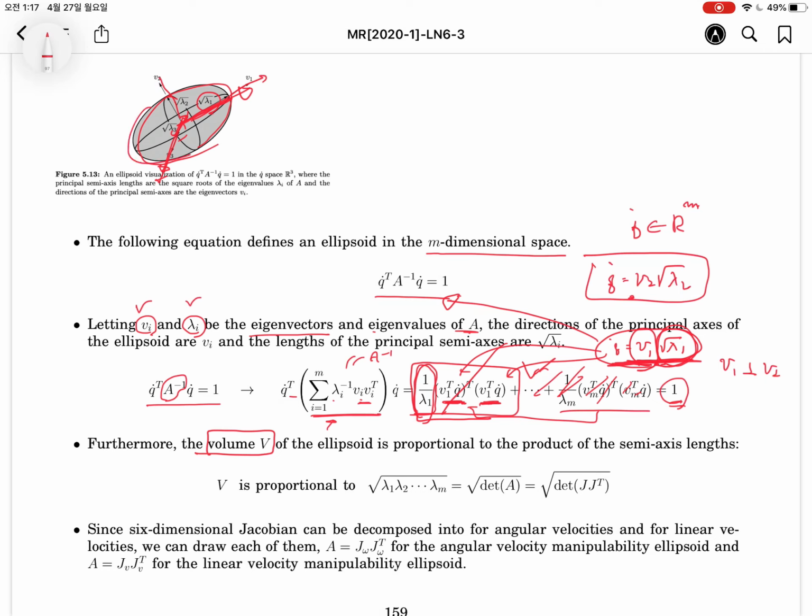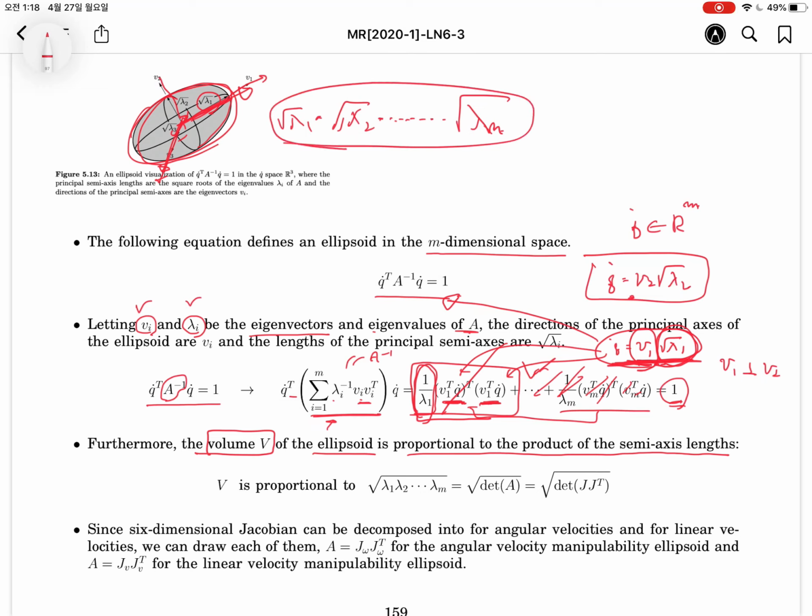Furthermore, the volume of this ellipsoid is proportional to the product of the semi-axis lengths. So the semi-axis lengths will be the square root of lambda 1, the square root of lambda 2, up to the square root of lambda n. By multiplying all terms, we get something proportional to the volume of this ellipsoid. So we have this equation. The multiplication of all the eigenvalues will be equal to the determinant of the A matrix. So the square root of the determinant of JJ transpose shows the volume of an ellipsoid.